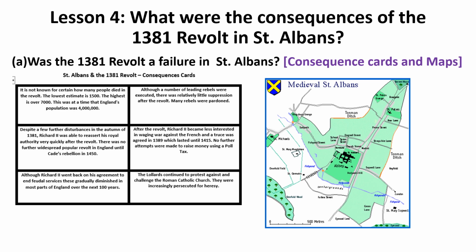The inquiry question for lesson 4 is, what were the consequences of the 1381 revolt in St Albans? And this lesson will use consequence cards and again maps of St Albans to help pupils explore, well, what was the impact of the revolt? Who won, who lost out? Did anything change as a consequence of the revolt in St Albans and linked to the wider national revolt?